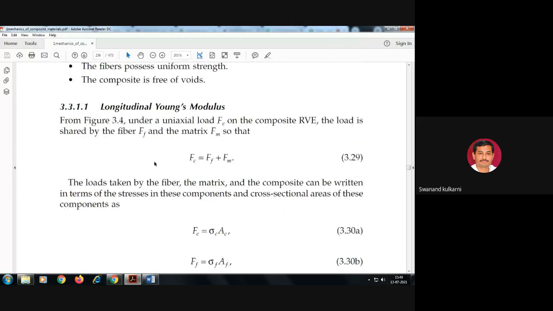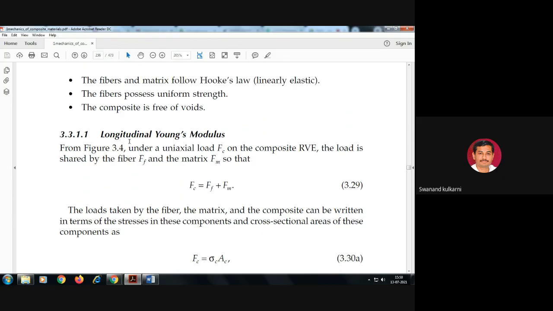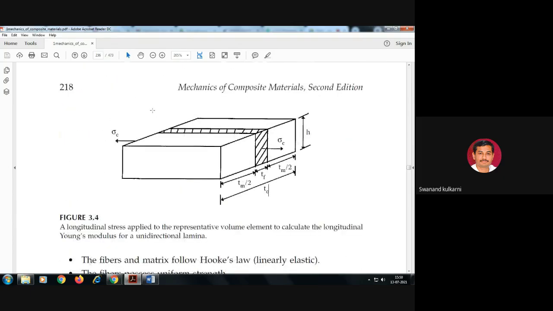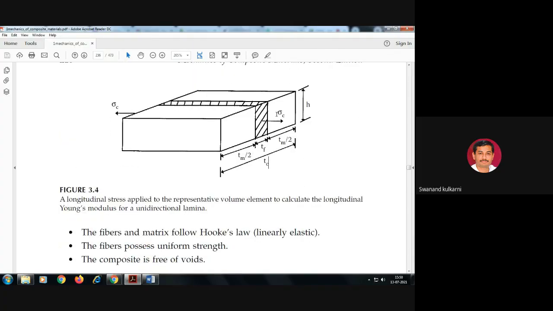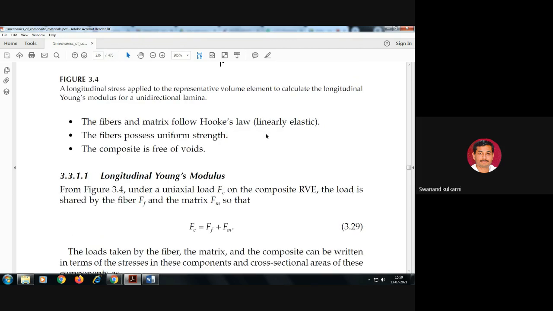Let us first of all calculate the longitudinal Young's modulus. We have seen that we have to identify the different elastic constants, and within those, longitudinal Young's modulus is one of the elastic moduli. Now suppose a load is applied on this composite material in this direction, in which the forces are present. If the total force acting on the composite is Fc, then that will be borne by both.